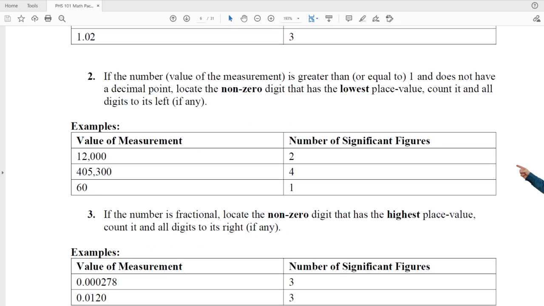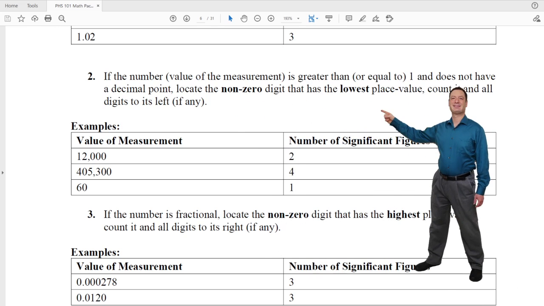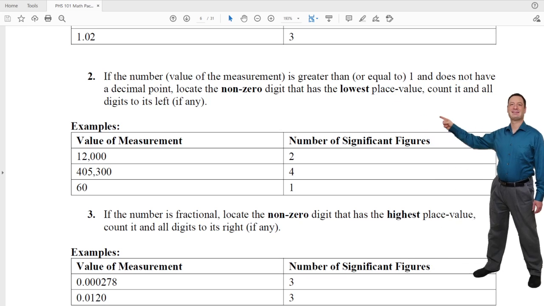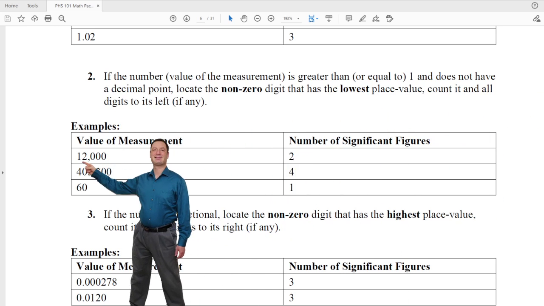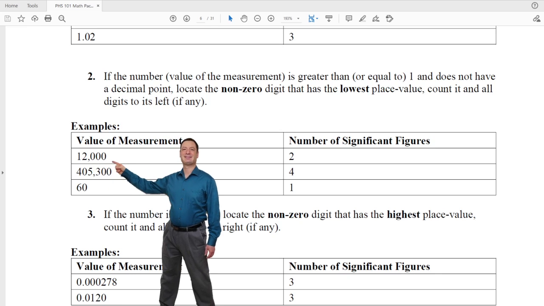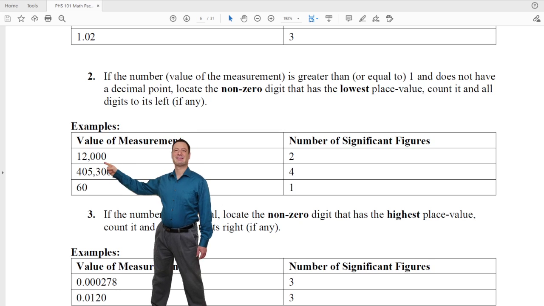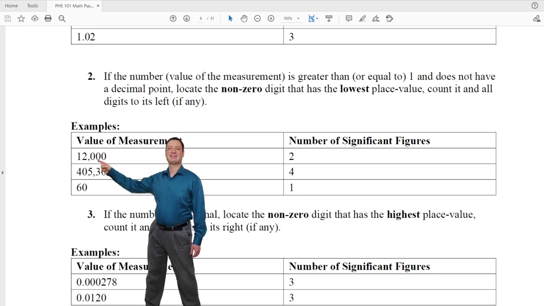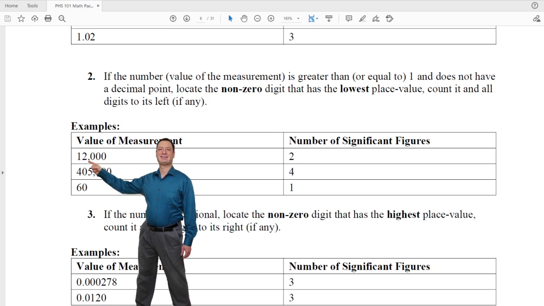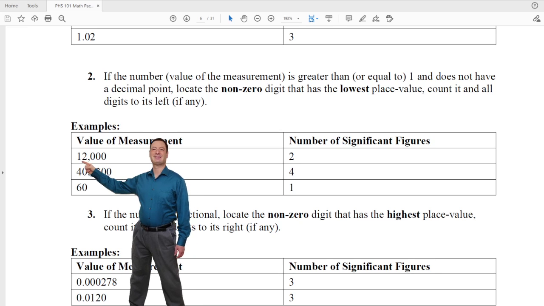All right. If the number is greater than or equal to 1 and does not have a decimal point, locate the non-zero digit that has the lowest place value. You count it and all the digits to the left. So what does that mean? This is a number greater than or equal to 1. There's no decimal point. So we find the first non-zero digit in the lowest place value, right? So this is the ones, tens, hundreds, thousands. Oh, look, there's the first non-zero digit. So we're counting this one and the ones to the left of it.